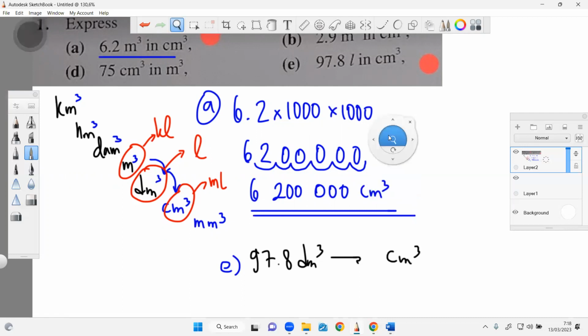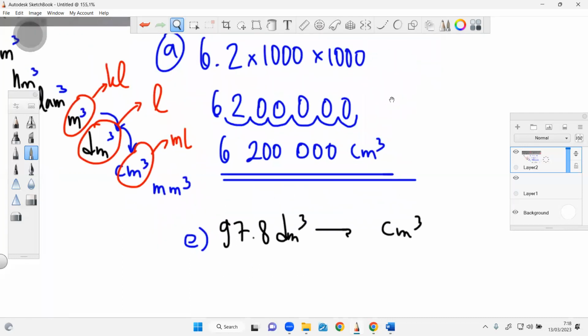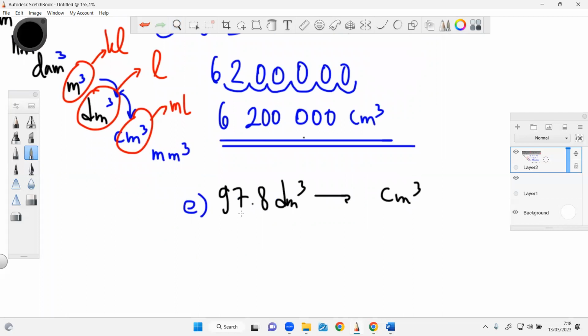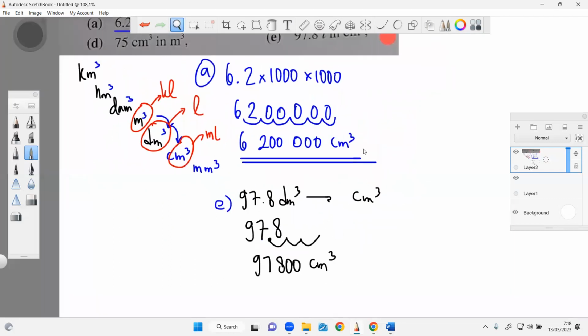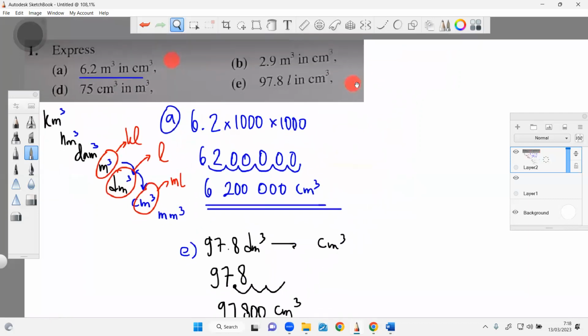Oh, you multiply also, right? Multiply by 1000. 978. The first decimal is here. 1, 2, 3, right? So 97,800 centimeter cube. Everything is multiplication, but I will give you some question about division.